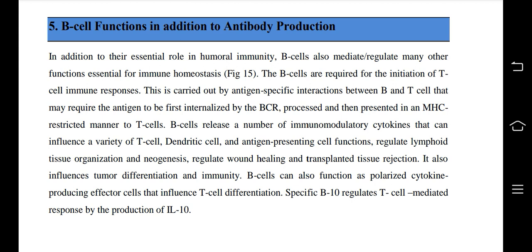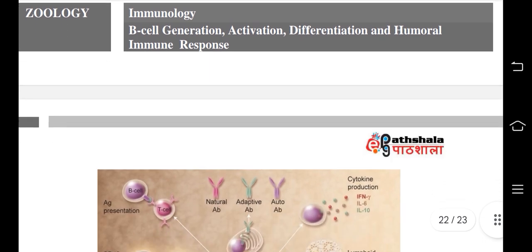B cells release a number of immunomodulatory cytokines that can influence a variety of T cell, dendritic cell, and antigen presenting cell functions, regulate lymphoid tissue organization and organogenesis, regulate wound healing and transplanted tissue rejection. It also influences tumor differentiation and immunity. B cells can also function as polarized cytokine producing effector cells that influence T cell differentiation. Specific B10 cells regulate T cell mediated response by the production of IL-10.